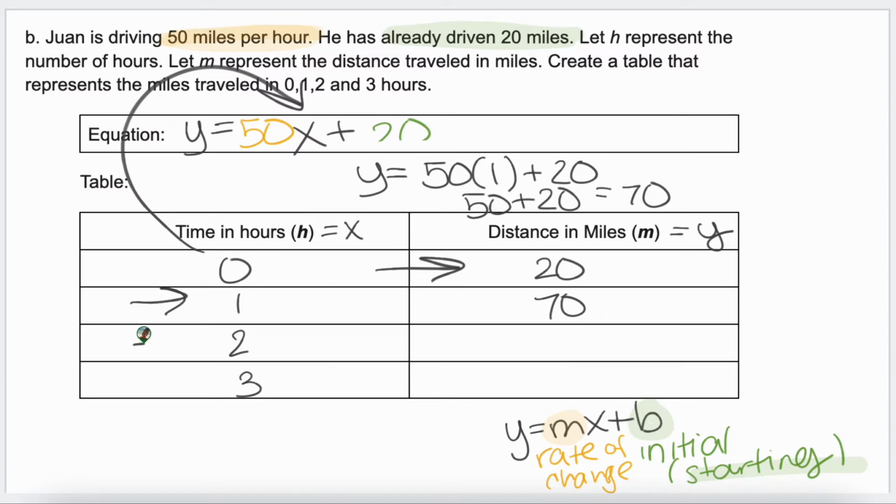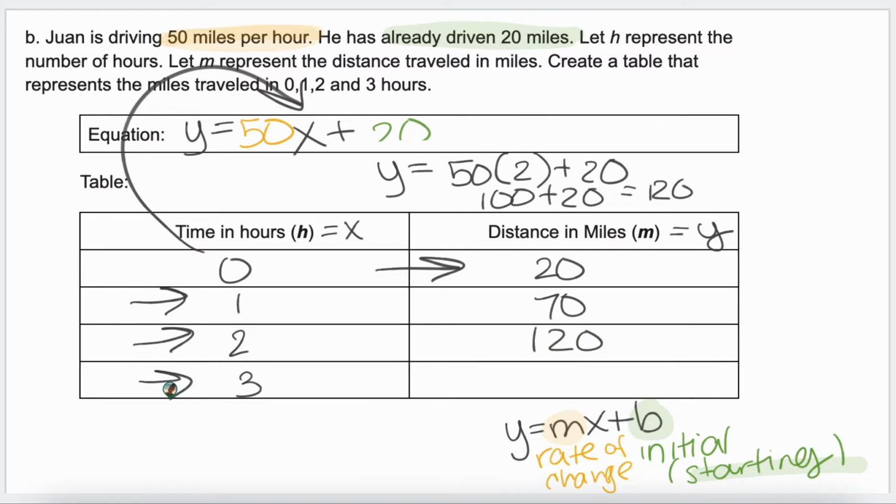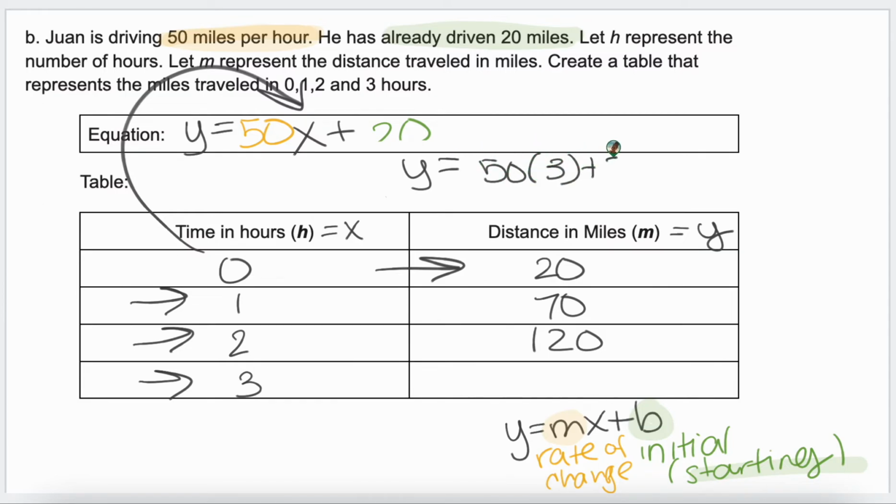Let's take a look at our third row. So then we would have y is equal to 50 times 2 plus 20. So remember, you always do multiplication first. So 50 times 2 is 100, plus 20 is 120. So now we have 120. In our last row, 3, we would have y is equal to 50 times 3 plus 20, which is 150 plus 20, which is 170.